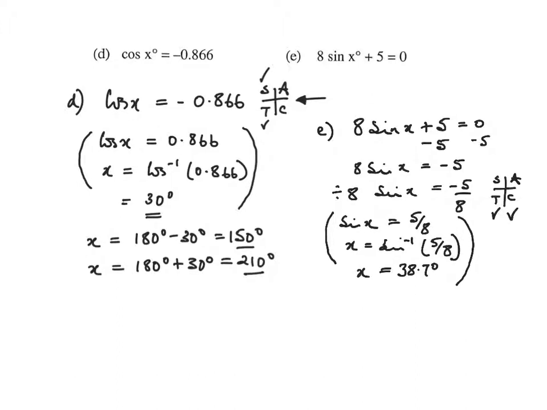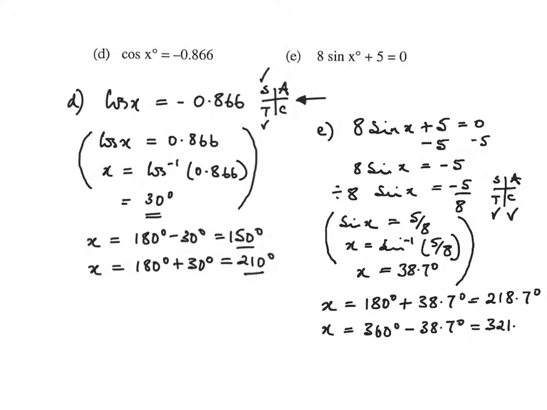So to the cast diagram, it's x equals 180 plus 38.7 degrees. So that's 218.7 degrees, and x also equals 360 degrees minus 38.7 degrees, which is 321.3 degrees.